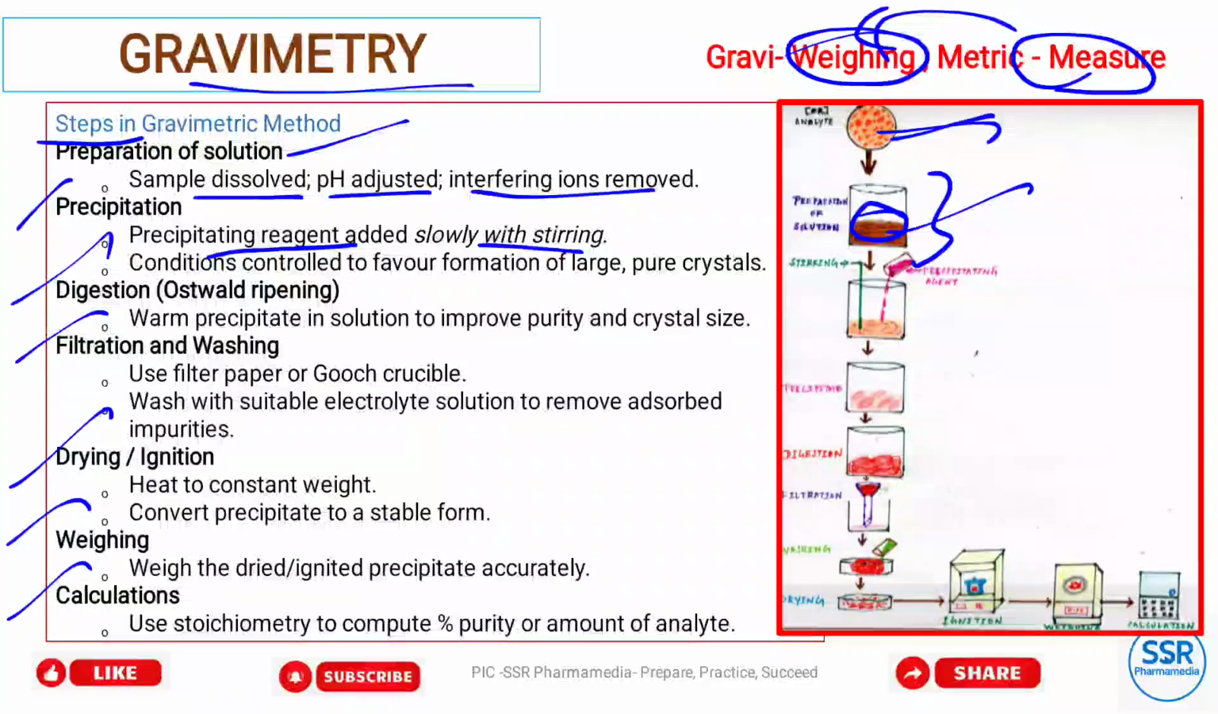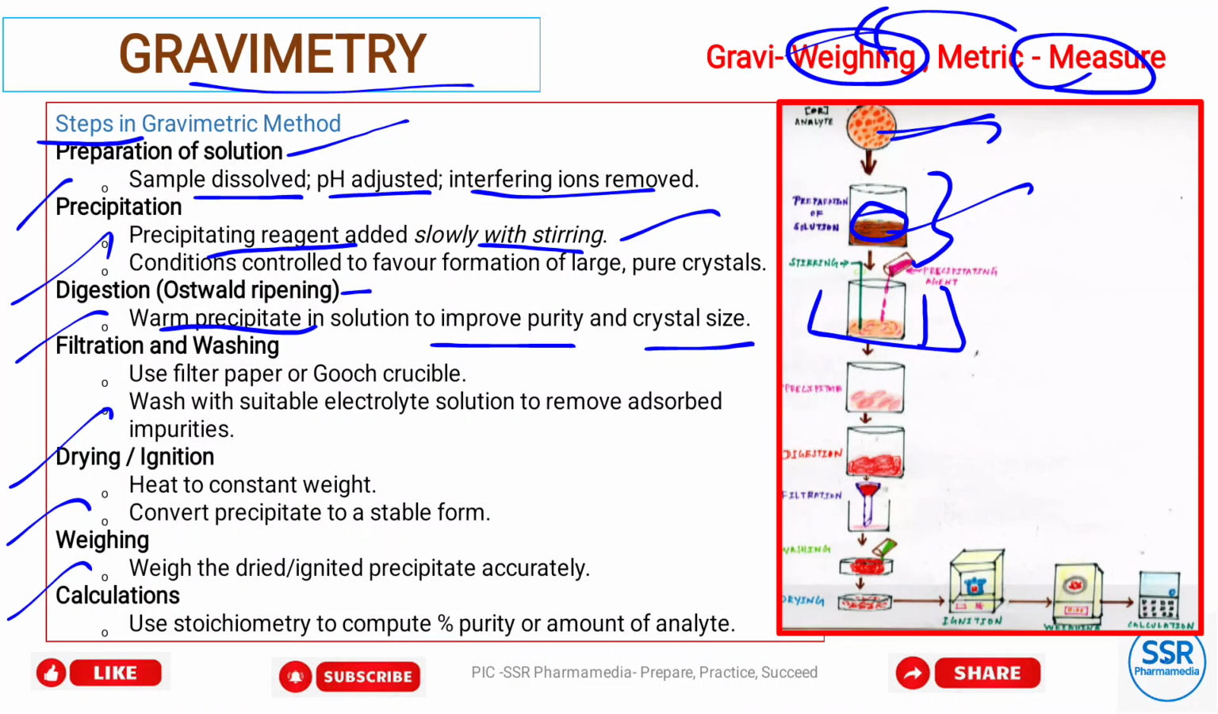And digestion. Digestion is also called Ostwald ripening. The precipitate is warmed in solution to improve purity and crystal size. So the third step is digestion. In the digestion step, the precipitate formed in the precipitation step is allowed to stand along with the mother liquor.